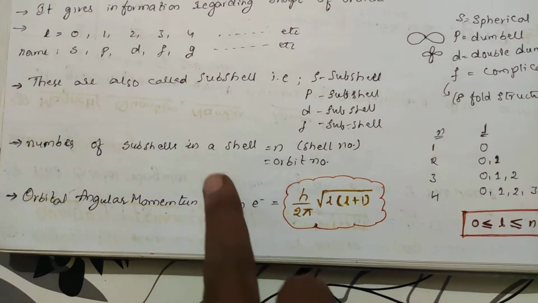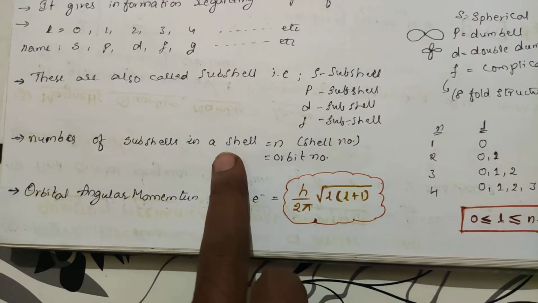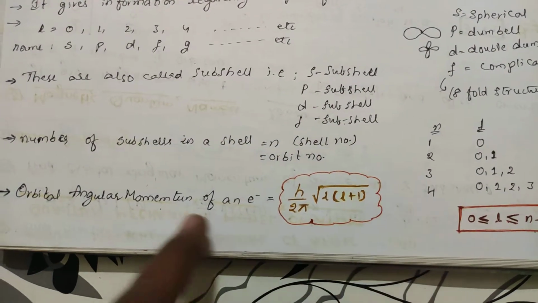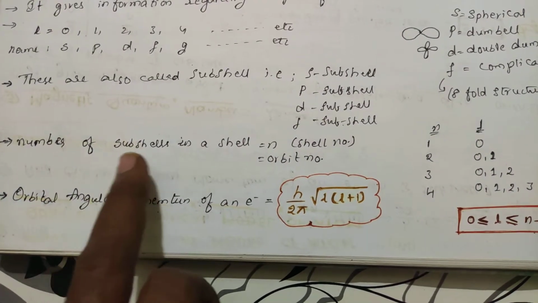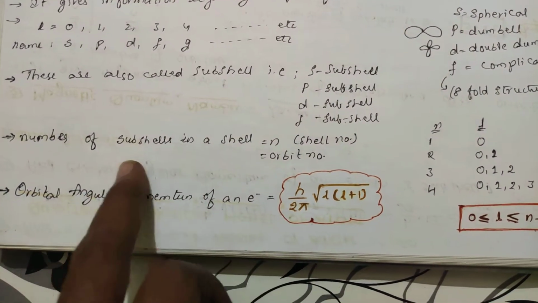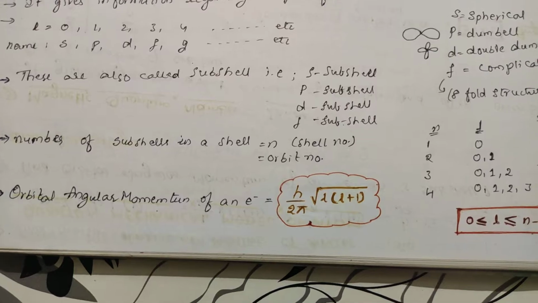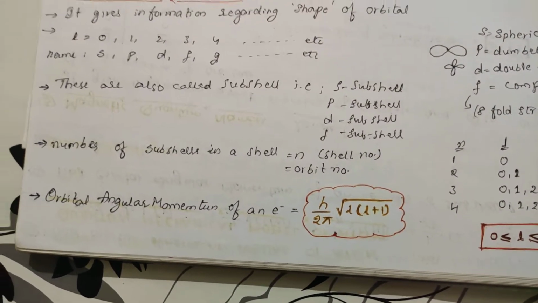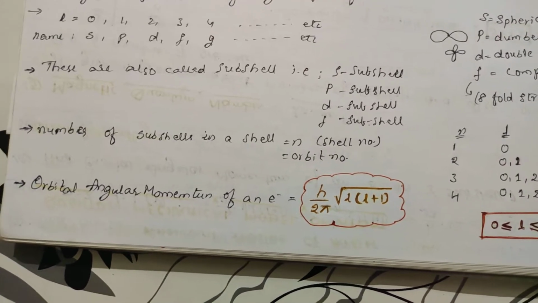Number of subshells in a shell. Shell means orbit. The number of subshells in a shell is equal to n. If n is equal to 1, the number of subshells is equal to 1. Only s will be present. If the n value is equal to 2, then the number of subshells is equal to 2, meaning the s subshell as well as the p subshell will be present in the second orbit.